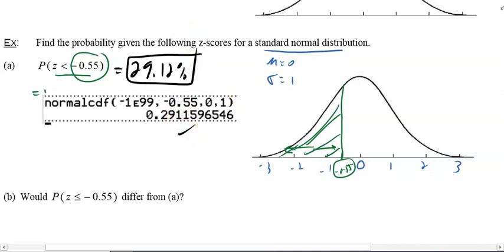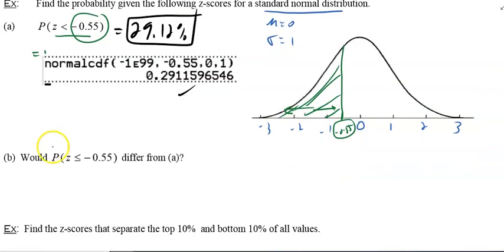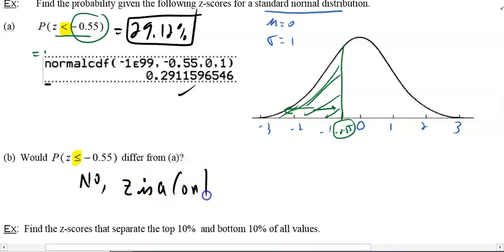How about part B? Part B says, hey, would a probability that z is less than or equal, so here it is less than, here it's less than or equal, would that differ from A? No, it would not differ. Why is that? Because z is a continuous probability distribution.